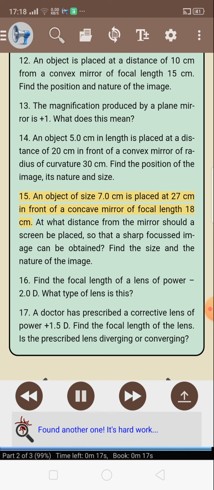15. An object of size 7.0 centimeters is placed at 27 centimeters in front of a concave mirror of focal length 18 centimeters. At what distance from the mirror should a screen be placed so that a sharp focused image can be obtained? Find the size and the nature of the image.